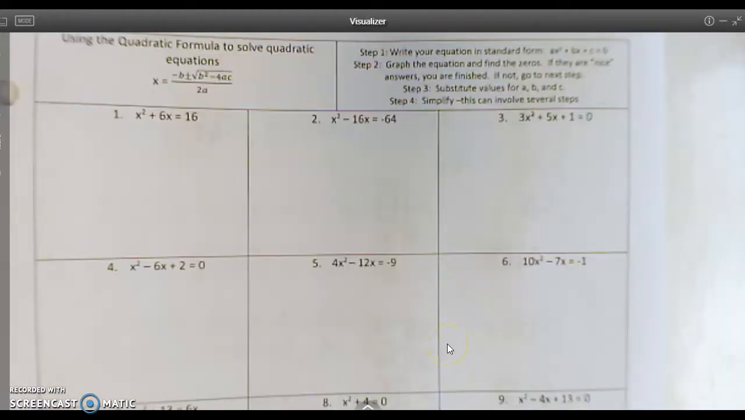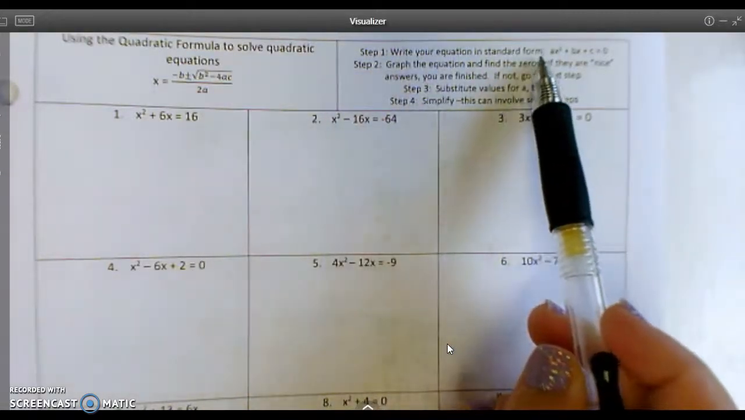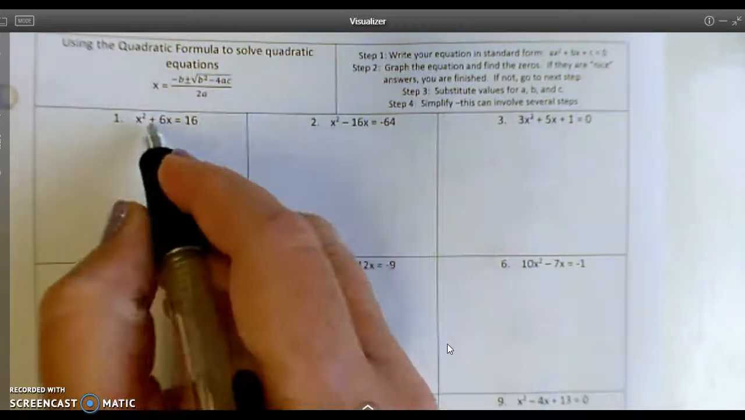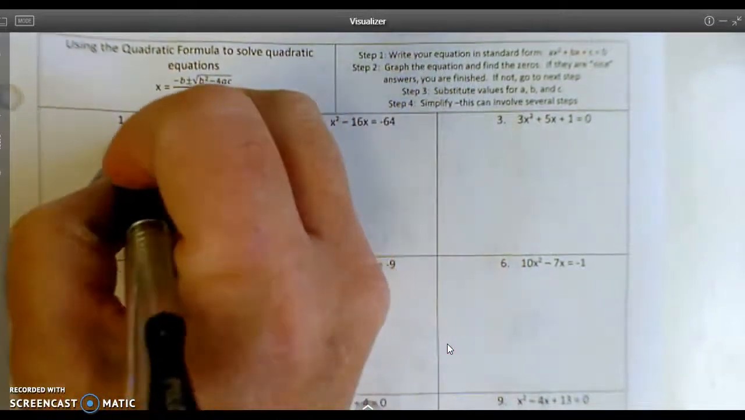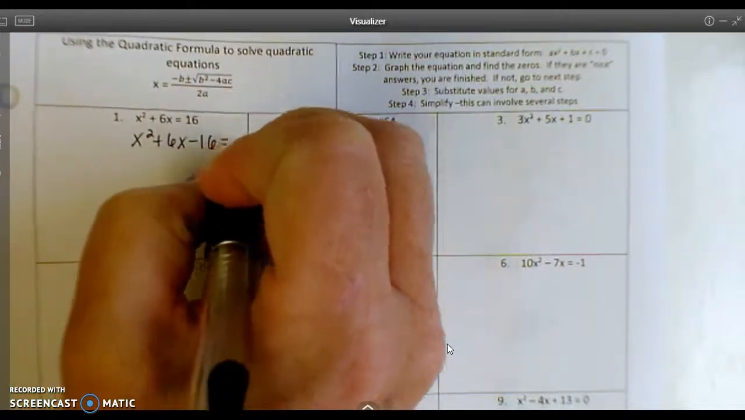So the quadratic formula is a method that we can use to find the zeros of functions. Now, when you have parabolas, if they cross the x-axis twice, and you get normal zeros and nice zeros, that's your answer, okay? So the first step here says, write your equation in standard form. So for number 1, I'm going to have to move this 16 to the other side. So I'm going to have x squared plus 6x minus 16.